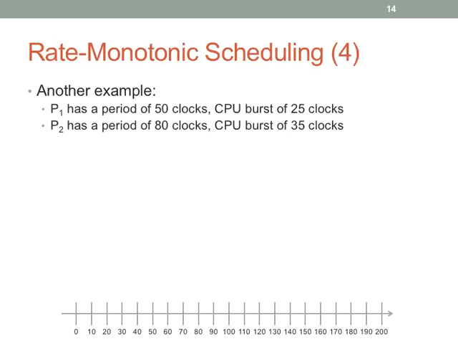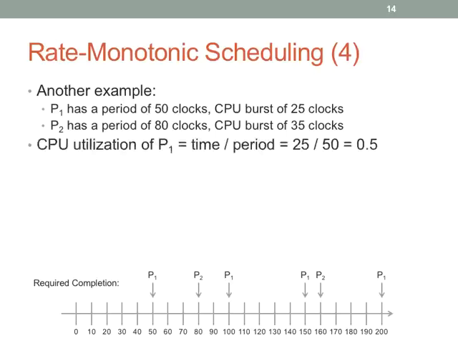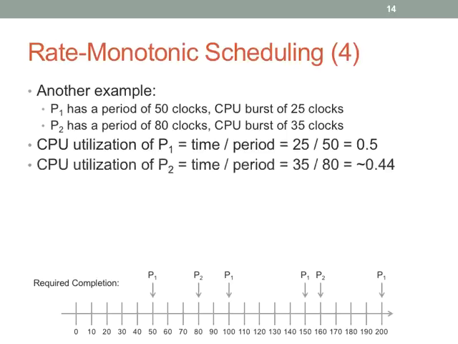So P2 has a period of 80 clocks, and it still takes the same CPU burst. These are our deadlines now. P1 has a deadline at 50 and 100 and 150 and so forth. P2 has 80 and 160 and 240 if we drew that, but we don't. And again, we compute the CPU utilization. P1's utilization is 25 clocks over 50 clocks, or 0.5. And P2's CPU utilization is 35 clocks over 80 clocks, so that's around 0.44. You can pull out your calculator if you want to see the exact amount.